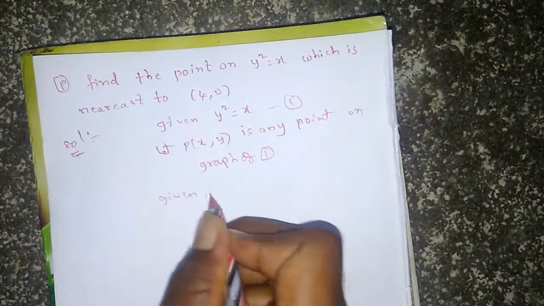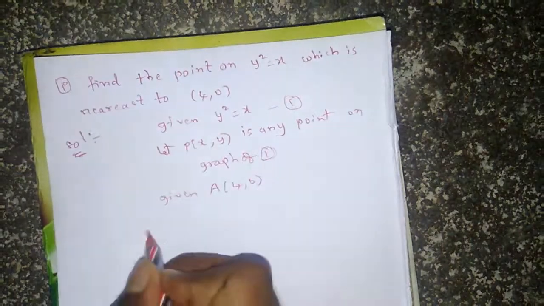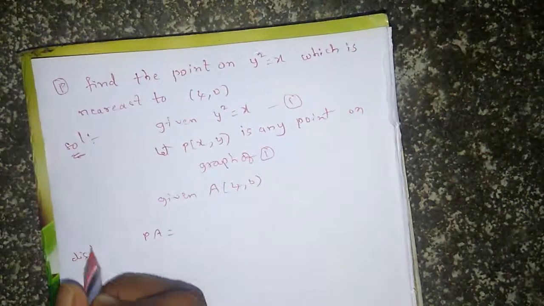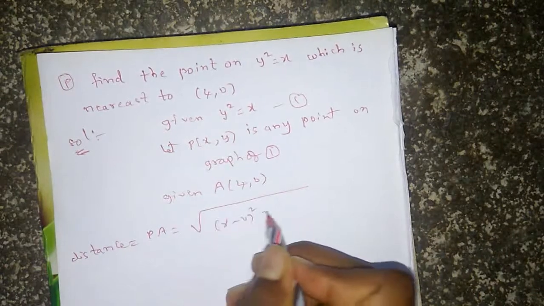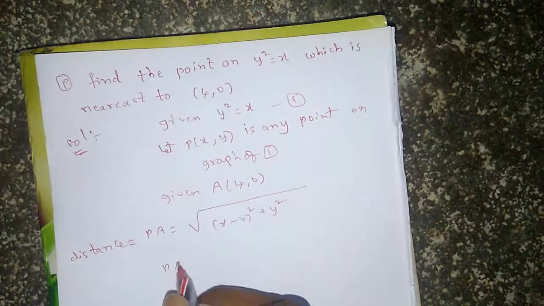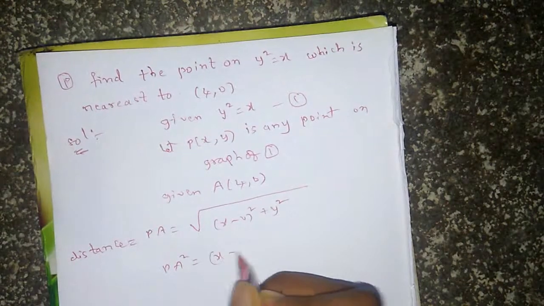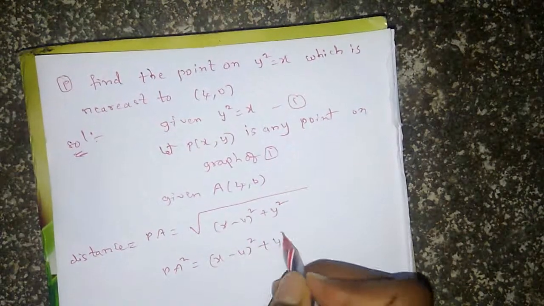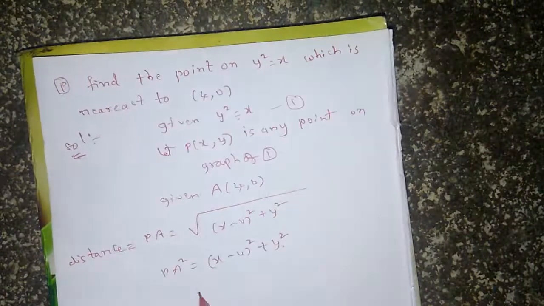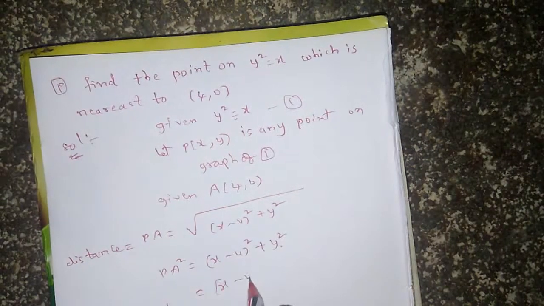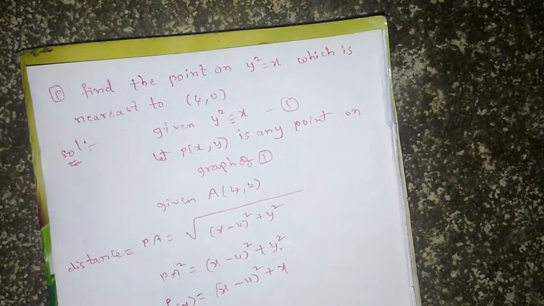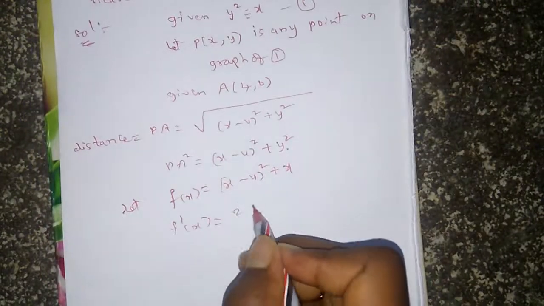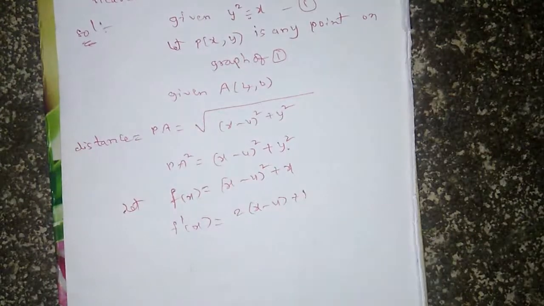Given another point A(4, 0), the distance PA is equal to root of (x minus 4) whole square plus y square. PA square is equal to (x minus 4) whole square plus y square. But from the curve, y square is equal to x, so PA square is (x minus 4) whole square plus x. Let it be f of x. Now f dash of x is equal to, find the derivative, 2 into (x minus 4) plus 1.